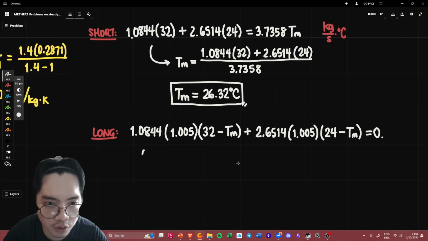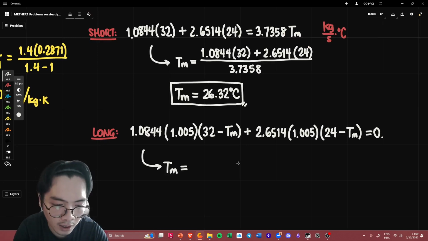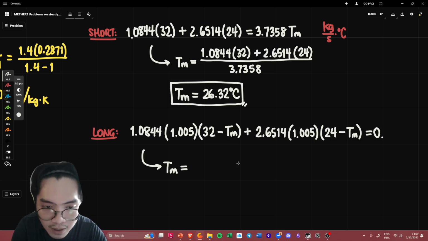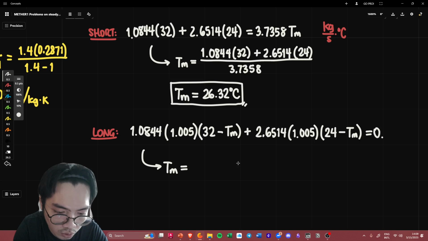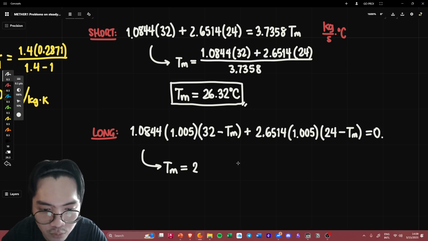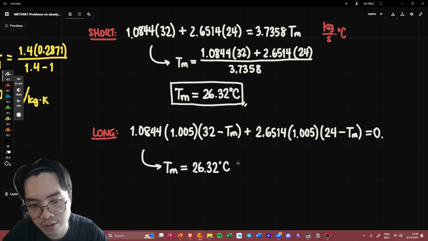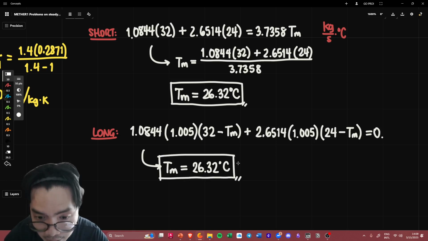And now, if you shift solve this, now 1.0844, I'm not going to bother multiplying it by 1.005. It's already there. 32 minus x plus 2.6514 times 24 minus x is equal to 0. So your TM, again, will be 26.32 degrees Celsius.